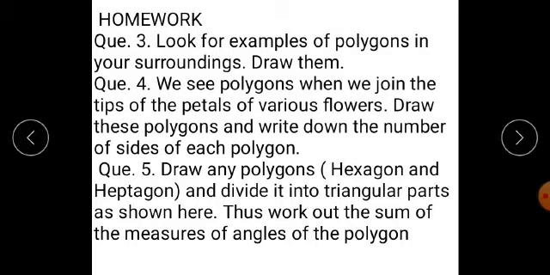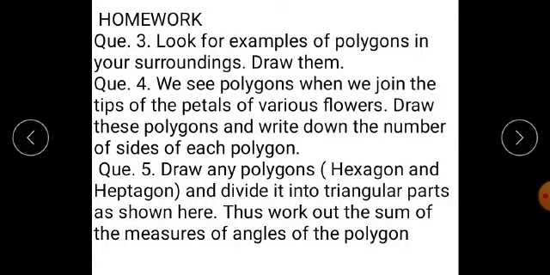Question number 5, very important one. Draw any polygons, hexagon and heptagon. You don't have choice here. I am giving you 2 examples. Draw any polygons. Here you are going to draw a hexagon and heptagon, and divide it into triangular parts as shown here. Students, for this question you have to refer to page number 86.